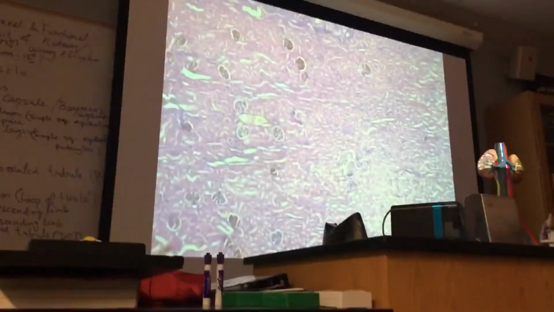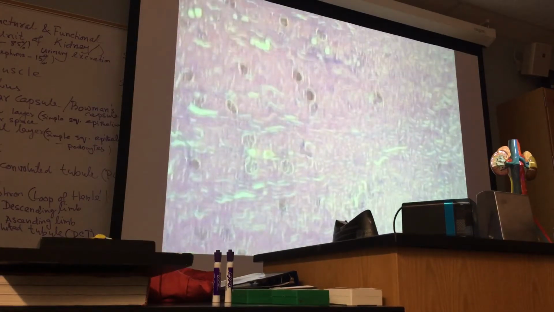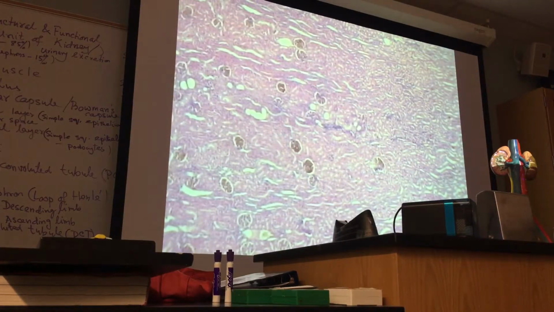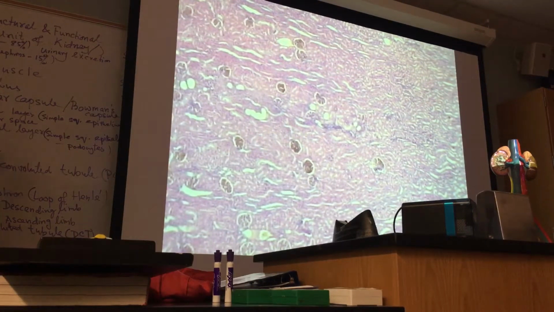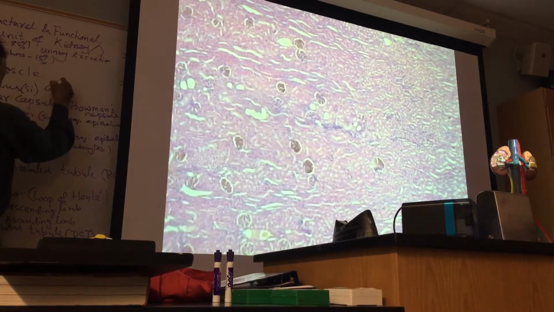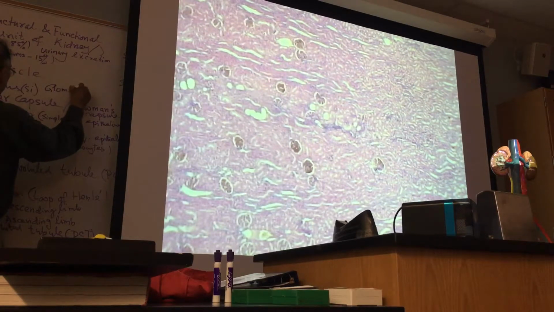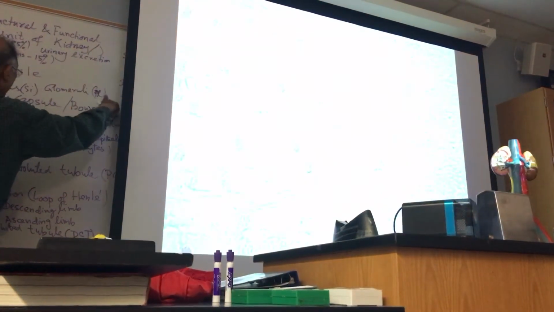We'll be looking at certain features of the nephron. Let me take you to some real good glomeruli. Now remember, glomerulus is singular and glomeruli is plural. One glomerulus, two glomeruli.